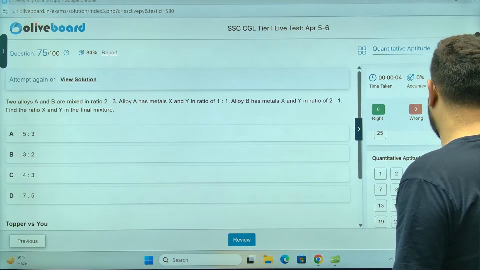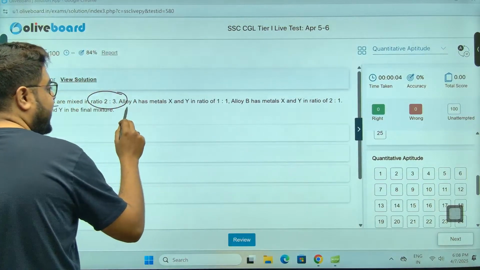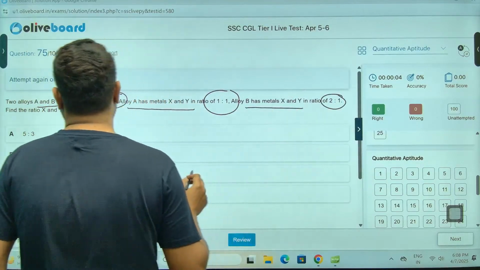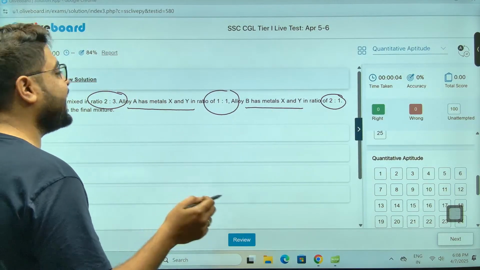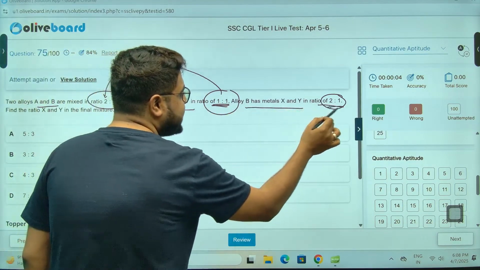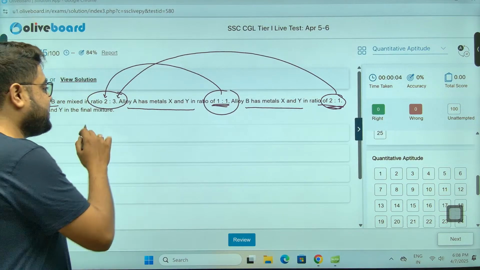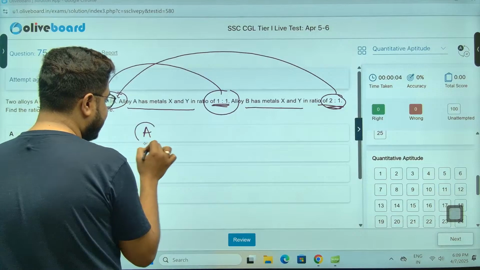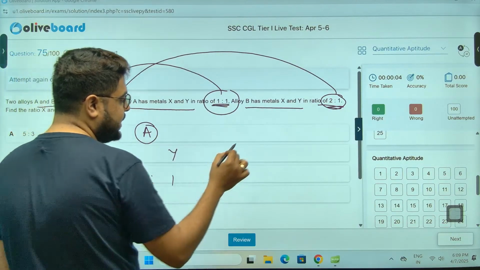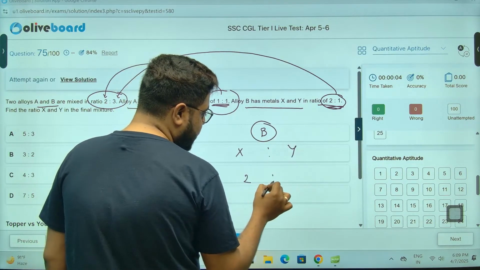Sir, last question of the day. 2 alloys A and B are mixed in this ratio. Alloy A has metal X and Y in this ratio. B has metal X and Y in this ratio. Acha. Sir, nothing can be easier. You see, 1 plus 1 is 2, that is given. 2 plus 1 is 3, that is also given, sir. Can you guys see? So, sir, please understand. A has metal X to metal Y as 1:1. B alloy has metal X to metal Y as 2:1.